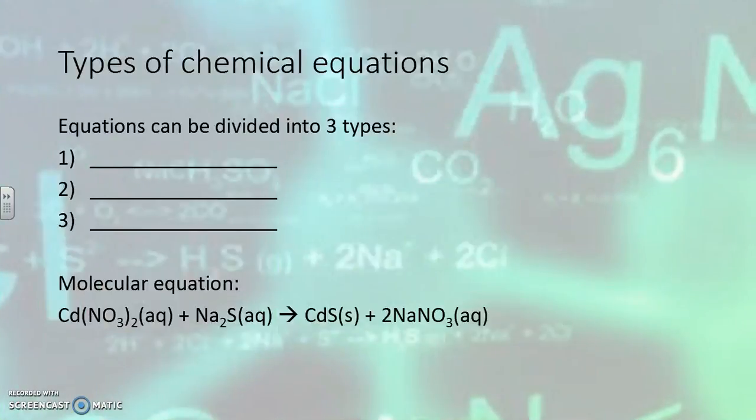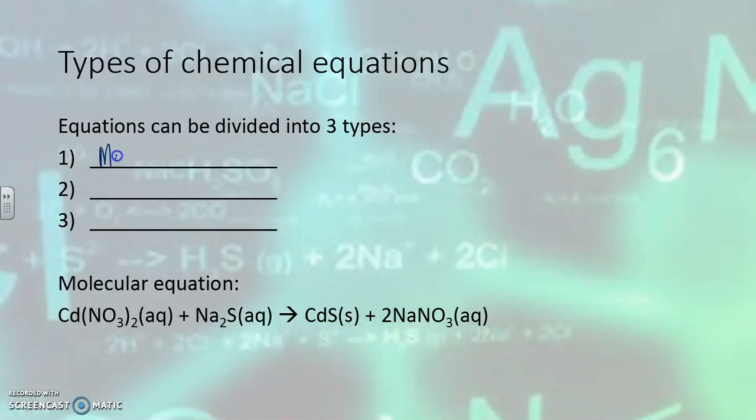It's good stuff. All right, so types of chemical equations. We know that we can classify chemical equations as synthesis, single replacement, decomposition, double replacement, combustion, acid-base, and even redox. Well, we can also say there are three types of them, meaning that we can look at them in terms of ions.